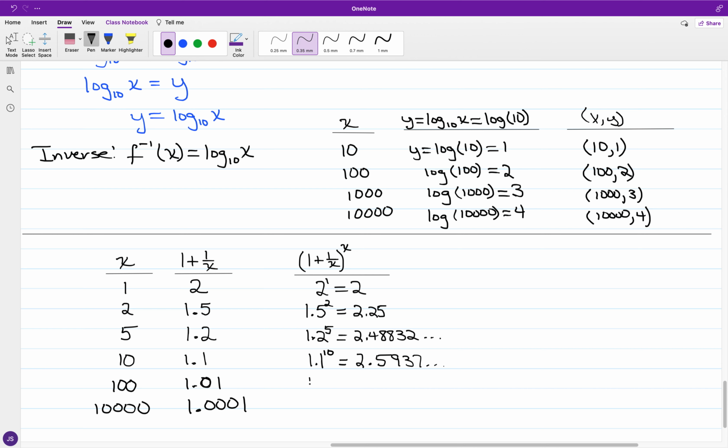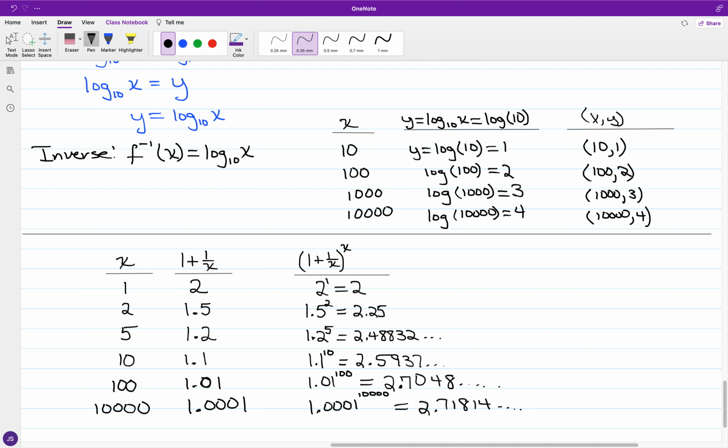2.5937. Then really branching out in terms of the power, now we've got 1.01 to the 100th. And the output, we have just the change to be such that we are budging just a little. And then for 1.0001 to the 10,000, here we'll have like 2.71814.